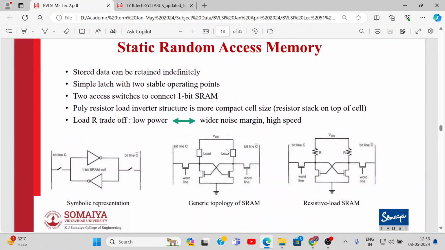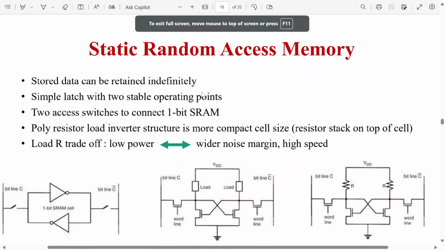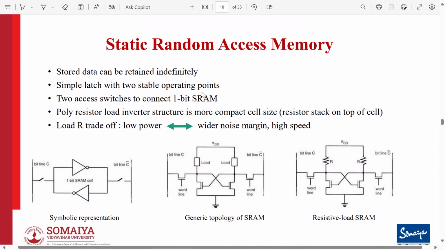the different structures of SRAM cells. So we have static random access memory, which is your SRAM. Here the stored data can be retained indefinitely. We have a simple latch with two stable operating states. We have seen this today in the general structure, right? Now these inverters can be, this is the general topology of the SRAM cell, okay?